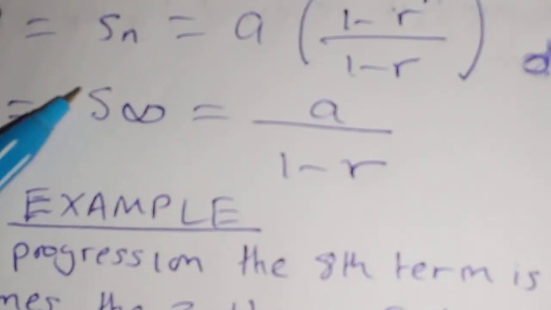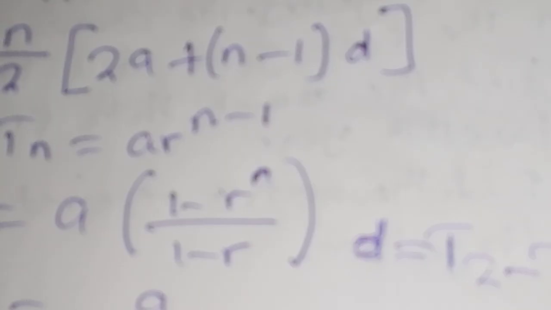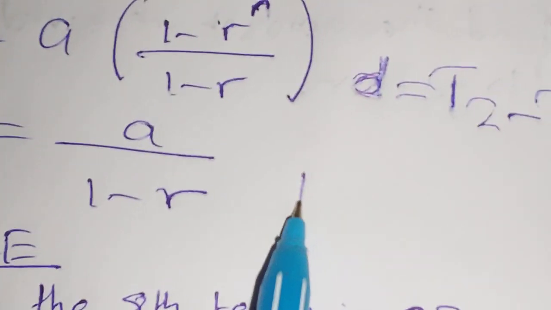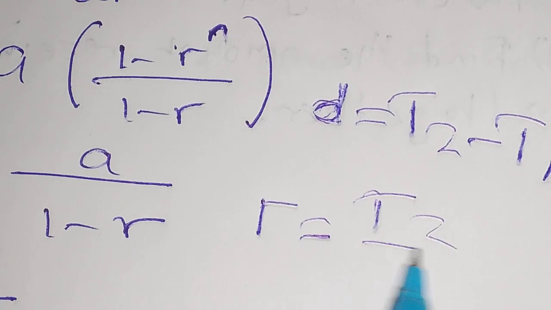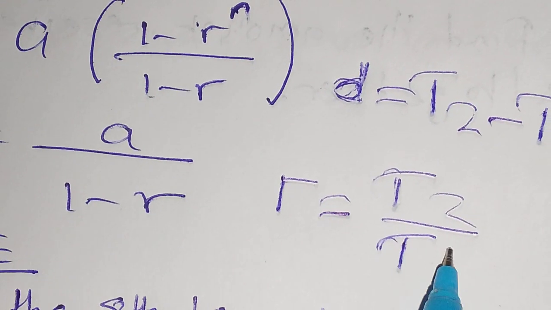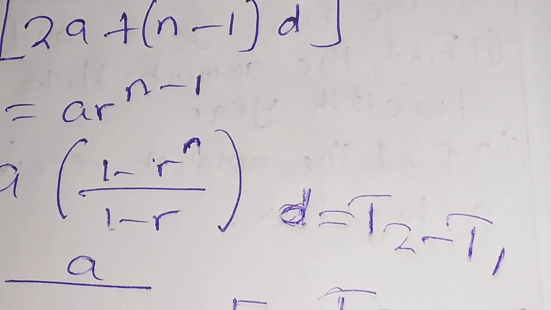Then for a GP, we have a, which is the first term, and r to the power n - 1. This r means the common ratio, which is the ratio between the second term and the first term. And this n, as I said, means the nth term. To calculate r, r is given by T2 over T1. This is the formula for r. Then for d, the common difference is T2 minus T1.